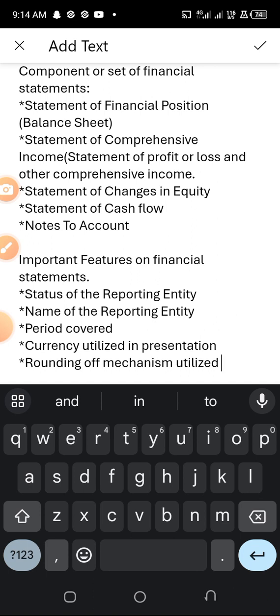on financial statements. For instance, if you're writing an exam, if you do not put these five major ingredients on your statement that you are preparing, you have already failed. You are going to score zero.